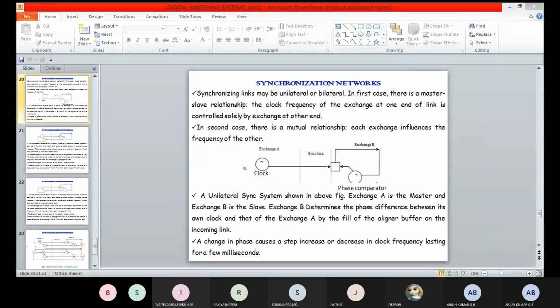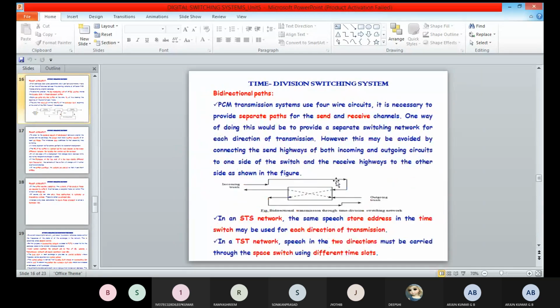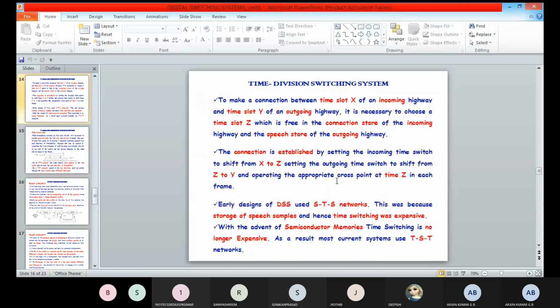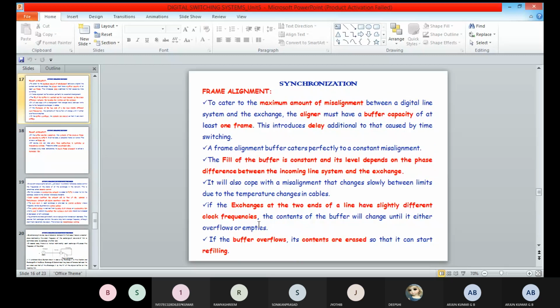And also in the previous class, I showed the diagram of the unilateral. You can see, this is your bidirectional pathway. This also we discussed in the previous class.